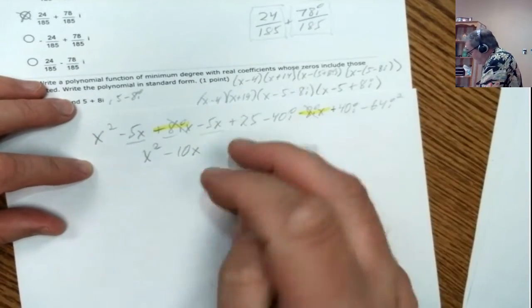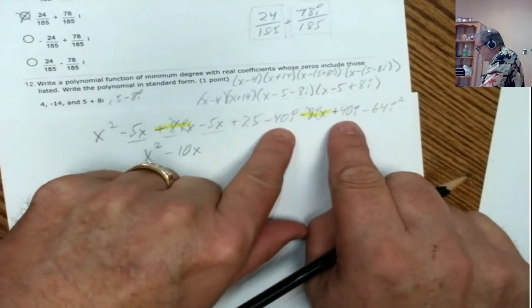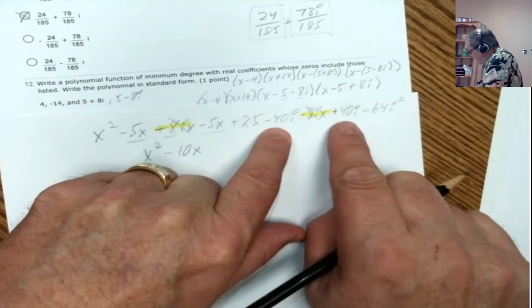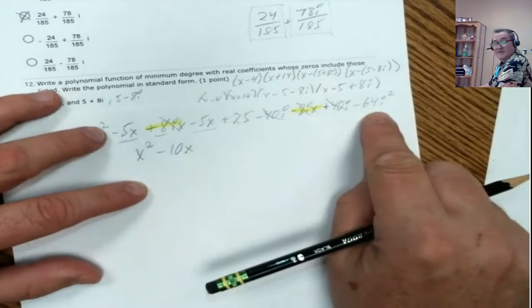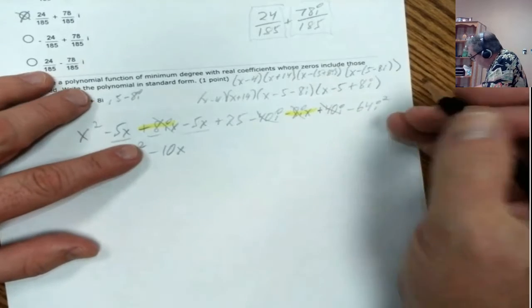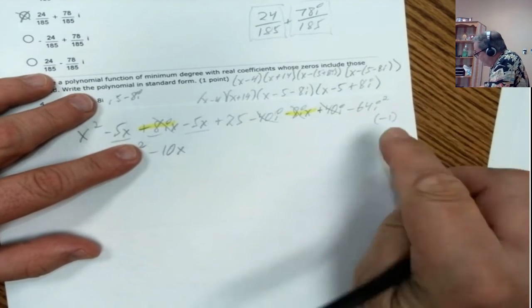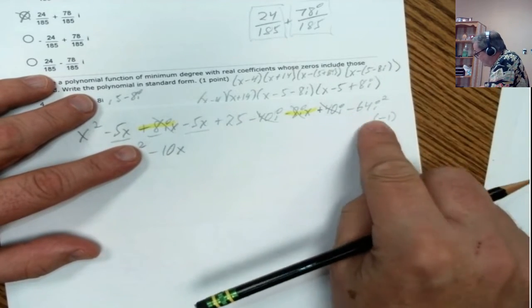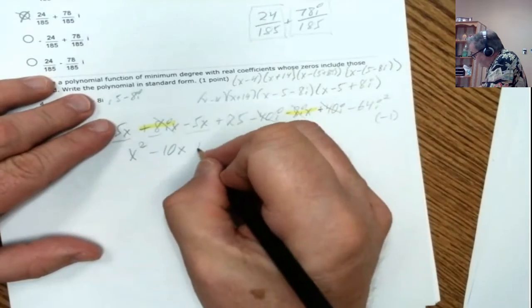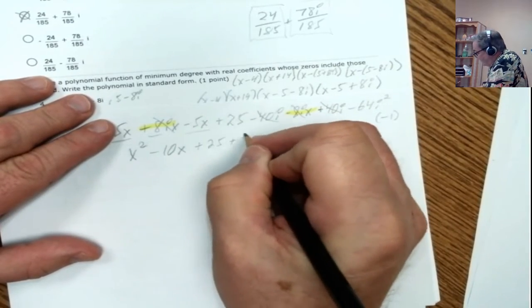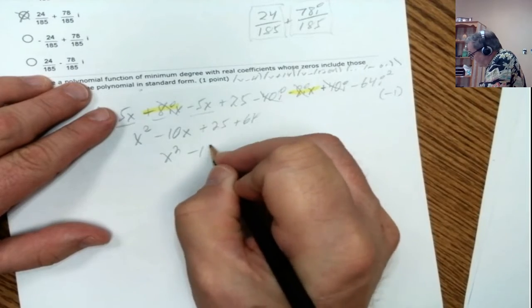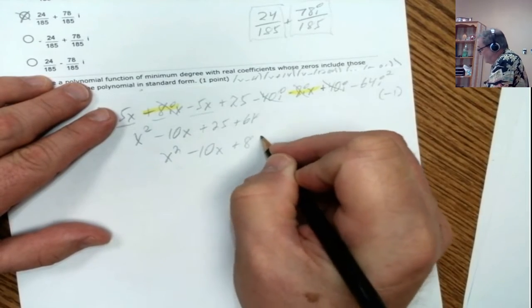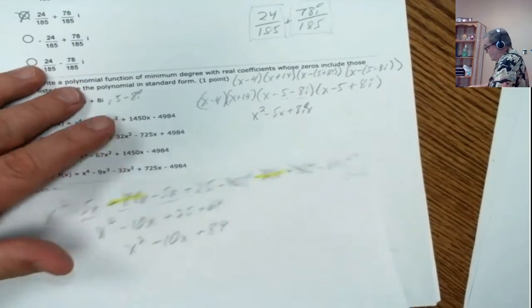So those go away. What else do we have? We also have 2 i terms, negative 40i and plus 40i. Those are going to cancel each other out. So all we're left with is the 25 and the negative 64i squared. i squared is negative 1, right? So negative 1 times that is a positive 64. So now we've got plus 25 plus 64. So this simplifies to x squared minus 10x plus 89. All right, so let's transfer that over here.